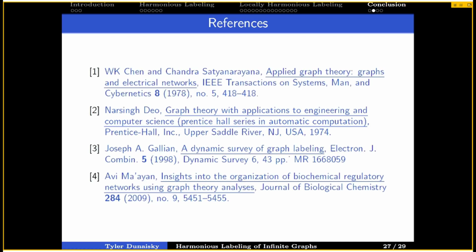Alright, here are my references. Number 3 is the survey that has over 2,000 papers about graph labeling. And then 1, 2, and 4 are some of the various applications of graph theory.